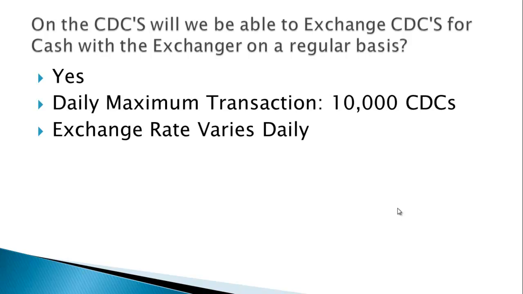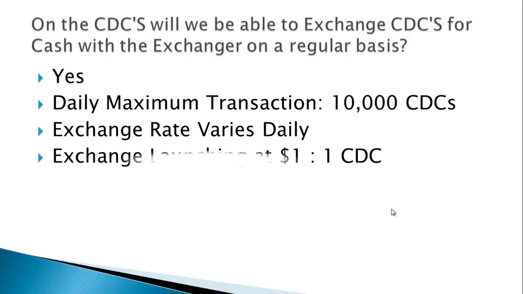So you have to be really bullish, or you can be either bullish or bearish on any of those transactions. Okay, so if you foresee that the rate would go up, then you might want to keep some of those CDCs from being traded. But if you're happy with the amount it's going for, then sell it. Otherwise, you can also always buy whenever it goes down. Take note, guys, that the exchange will be launching at $1 to 1 CDC.